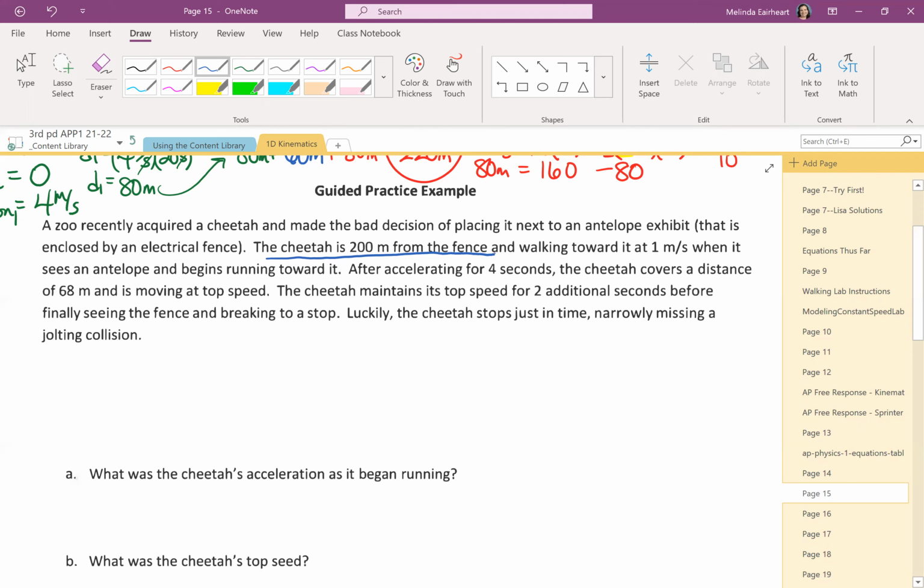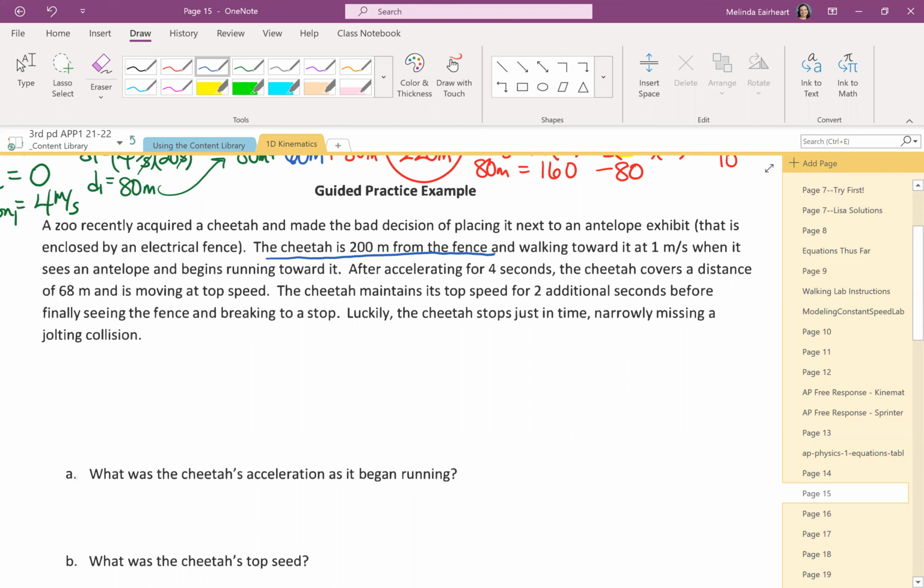I know we mentioned the antelope. The antelope is the one protected by the electrical fence. The antelope is not part of our moving objects, okay? It's really just the cheetah. But similar to our snow skier, there are different motions the cheetah undergoes. So how many motions did we hear? 4? Okay, what 4? 1 meter per second, accelerating, then running at top speed, and then decelerating.